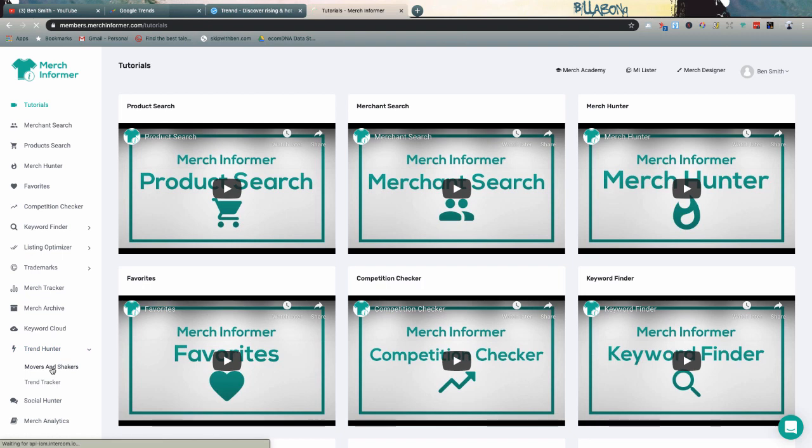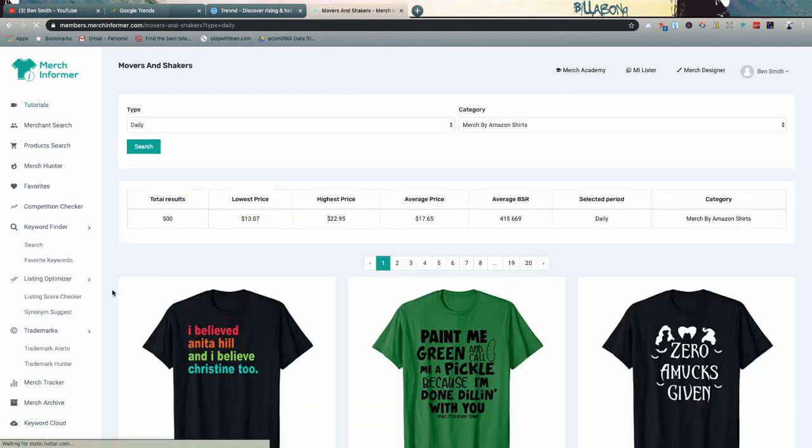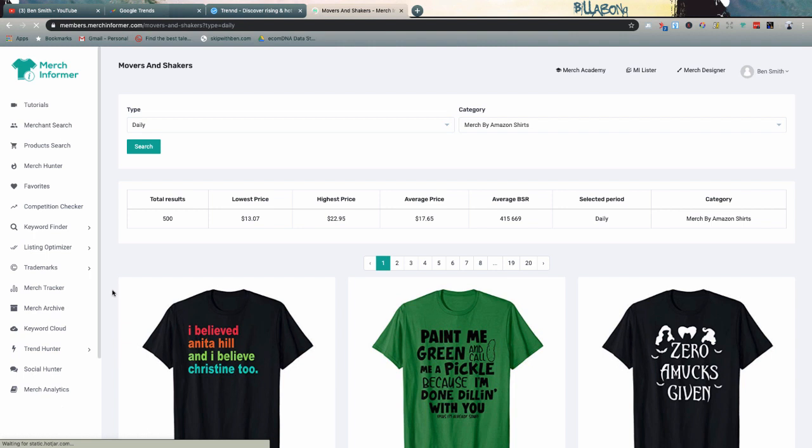Merch Informer, which we've talked a little bit about in the past, does have something like this called the Trend Hunter Movers and Shakers. It pulls up shirts that are selling well based on change in BSR. In a very similar way, it shows us shirts that are just starting to sell so that we can find trends on Amazon. But the big difference is that these are shirts that people have already created. There are already people selling in these niches, so they've kind of already started to become discovered. I want to find stuff that is not yet fully discovered on Amazon, or doesn't yet have t-shirts created around this niche. That's essentially what I've been doing.